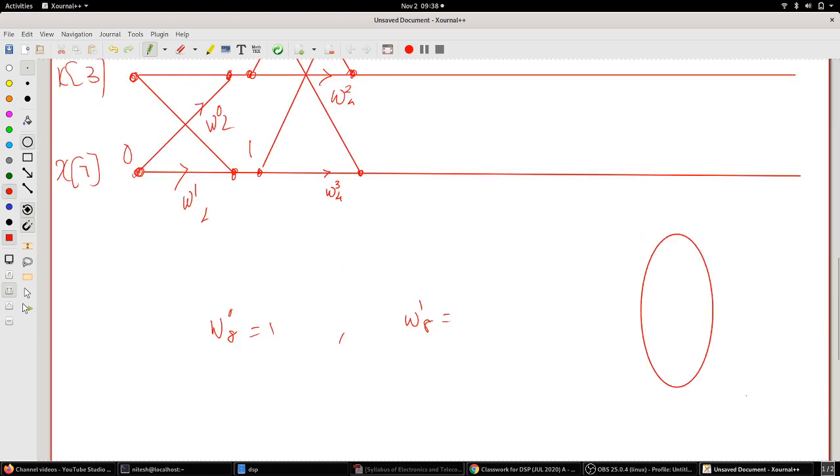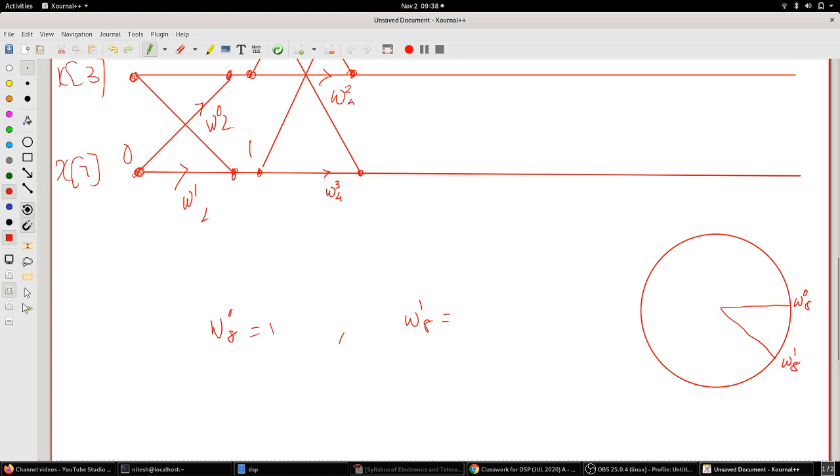The W's on a circular scale: this is your W0 of 8, this comes to W1 of 8, this comes to W2 of 8, this comes to W3 of 8, this comes to W4 of 8, this is W5 of 8, this is W6 of 8, and this is W7 of 8. So these are making 45 degrees angle.